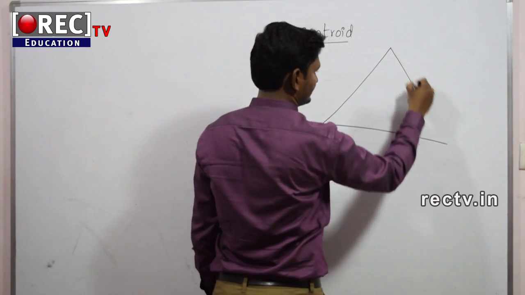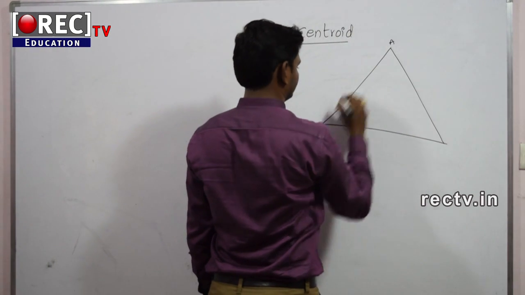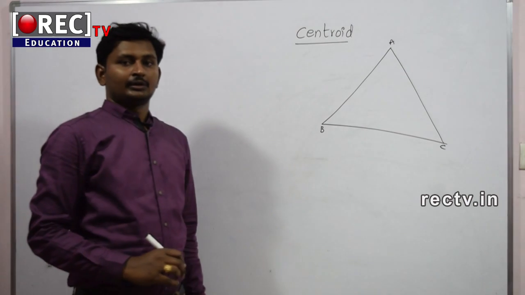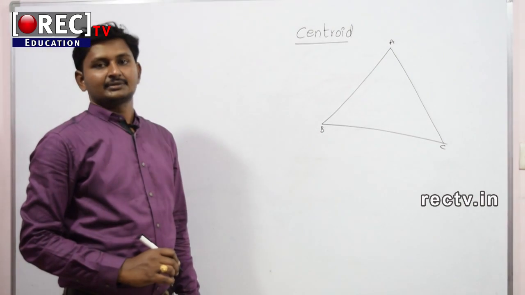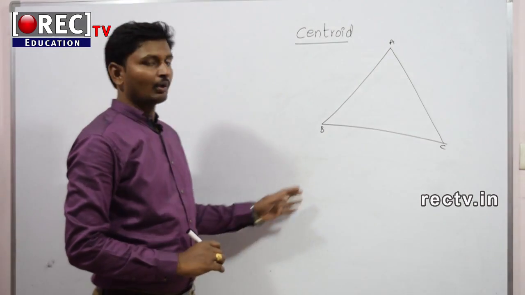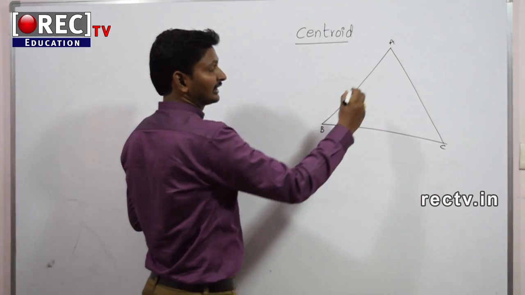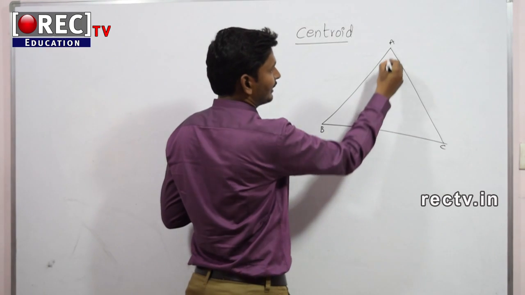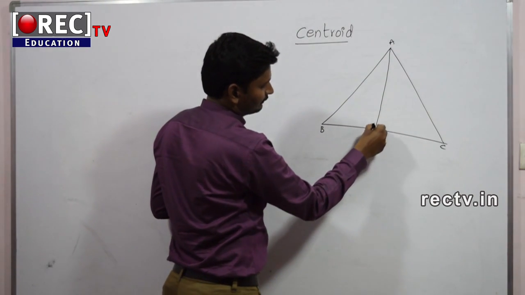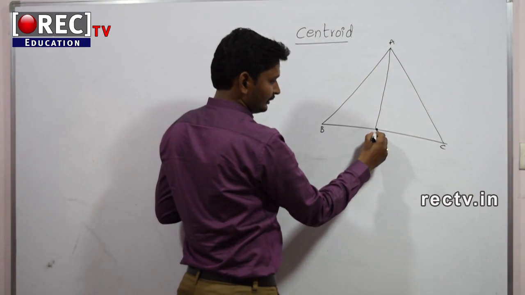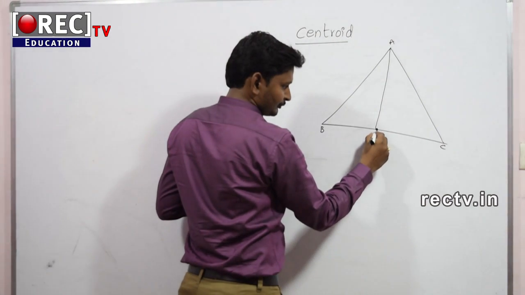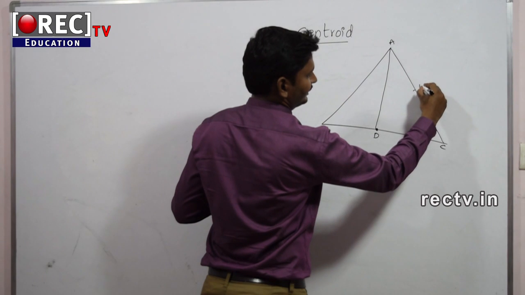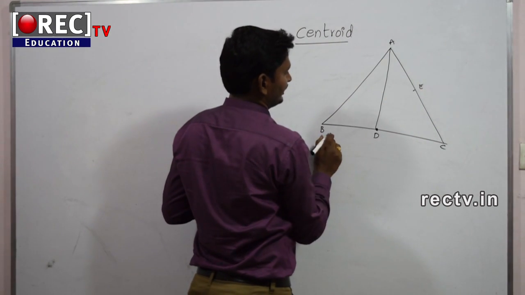This is a triangle ABC. The point of intersection of medians is called the centroid. Now what is a median? A median is the line segment which divides a side into 2 equal parts and passes through the opposite vertex. So here this is D, the midpoint of BC, E is the midpoint of AC, and the midpoint of AB is F.